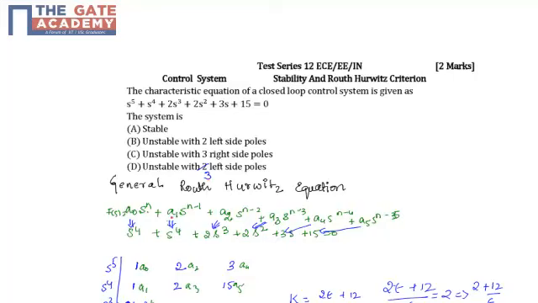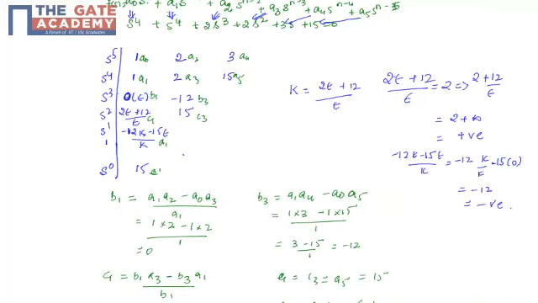In order to solve this problem, we first match with the standard Routh-Hurwitz equation and form the Routh array. We have done that already. This is the general equation and this is the given equation. When you match with that, A0 value is 1, A1 value is 1, A2 value is 2, A3 value is 2, A4 value is 3 and A5 is 15.